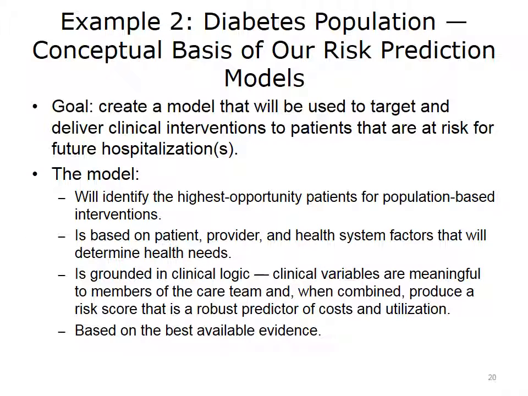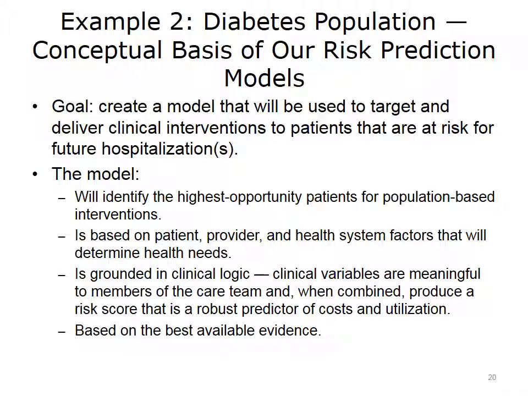Example 2 is in a health plan population, and we're looking across several different health insurance products at Johns Hopkins to develop a diabetes risk model. In this scenario, the goal is to create a model that will be used to target and deliver clinical interventions to patients that are at risk for future hospitalizations. The model will help to identify the highest opportunity patients, who are the highest risk patients for population-based interventions.